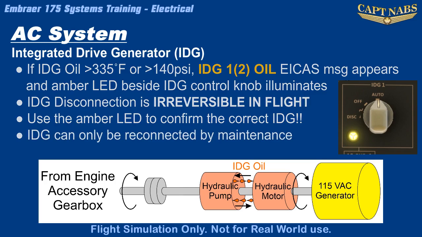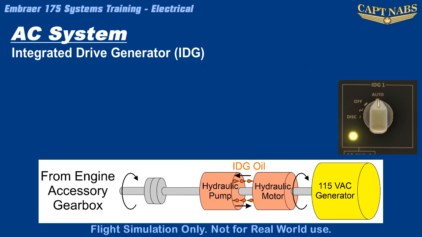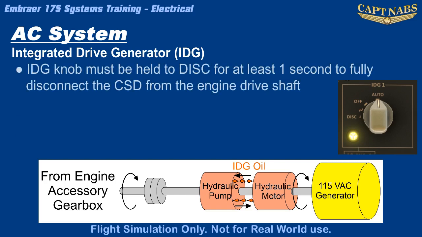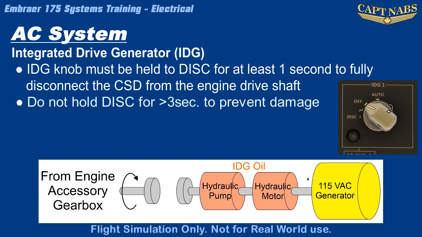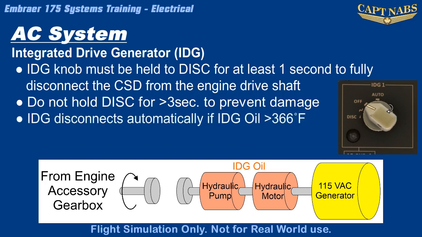Because the IDG disconnection is a mechanical action, the IDG knob is spring-loaded and must be held in the disconnect position for at least 1 second to completely disconnect the mechanism. However, to prevent further damage to the mechanism, the knob must not be held for more than 3 seconds. As a final further protection, should the IDG oil reach the even higher level of 366 degrees Fahrenheit, the IDG disconnect mechanism will automatically disconnect the IDG without pilot input.